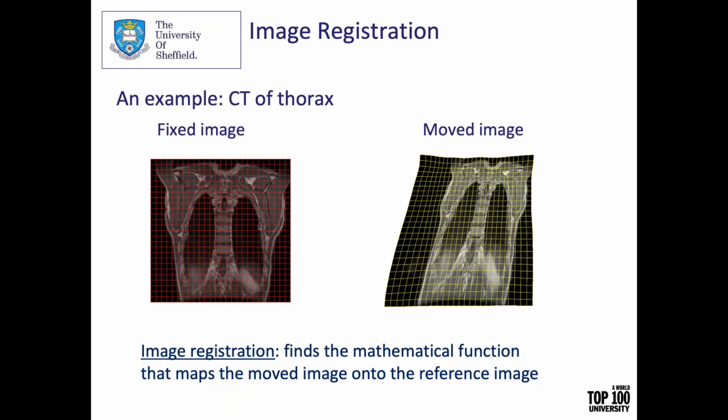Let's see an example. On the left, we have a CT scan of a thorax, and this is an image which is taken as a reference from the patient. Then assume that you have another image where the patient moved for some reason, and now you cannot compare what happened in the two images. If you overlap these two images, you are not able to match the different regions. So what image registration does is try to find the mapping function that allows you to move the image and overlap it to the reference image.